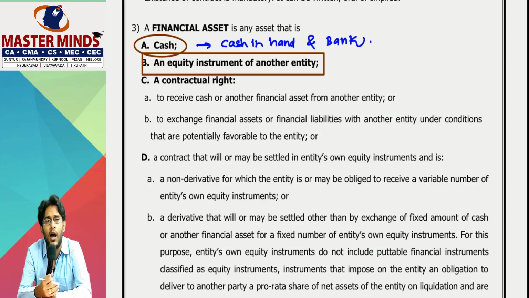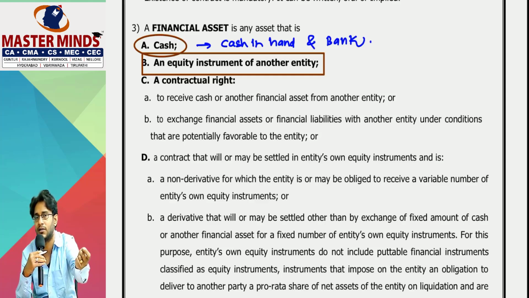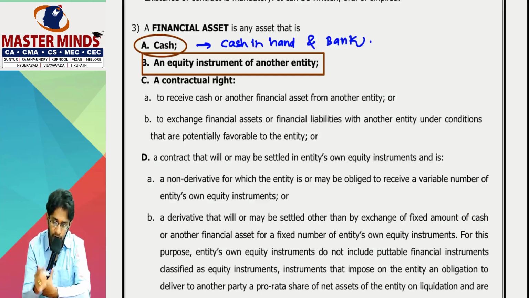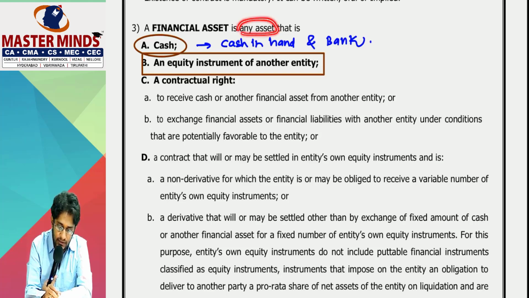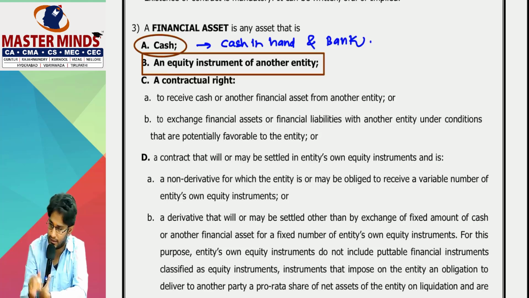Simple example, I purchased 1000 shares of Reliance Industries. Reliance Industries is some other entity; if shares of some other entity become my asset, then that asset is a financial asset. Because a financial asset is any asset, first of all, it should be your asset. And that asset should represent an equity instrument of another entity. If you are holding another entity's equity instrument, then it becomes a financial asset for you.